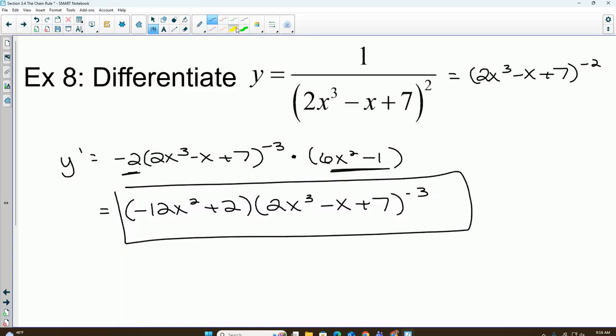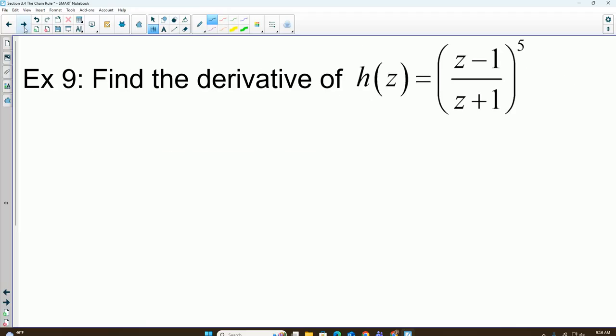Alright, so on my simplifying, I'm just multiplying things that don't have exponents together to clean it up a little bit. Any questions for me? I'd like to do one more, and then that'll be probably where I stop today. All right.